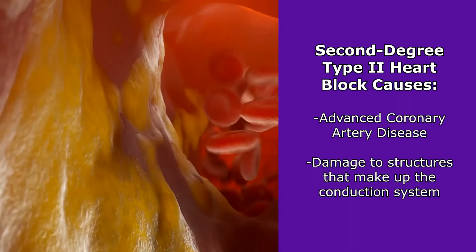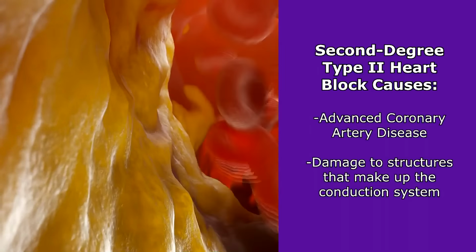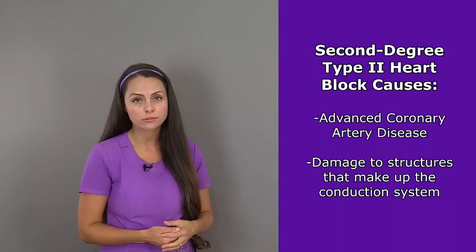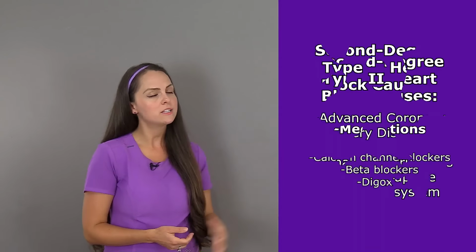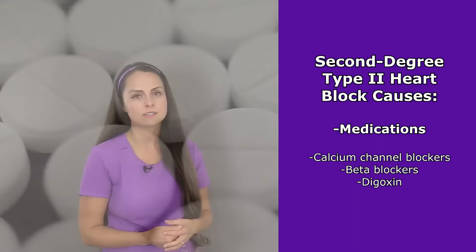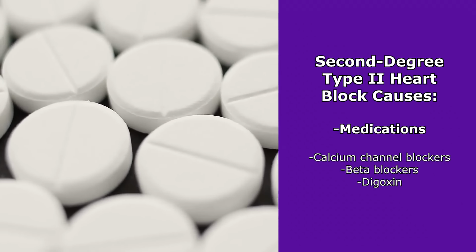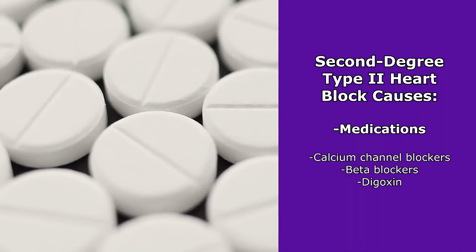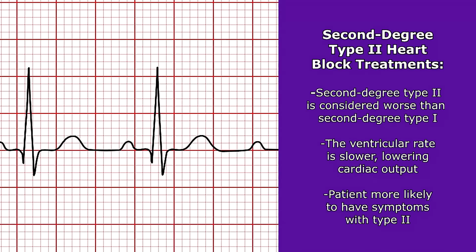Advanced coronary artery disease, followed by any type of structural damage to the electrical conduction system, and then medications that slow the AV conduction system, such as calcium channel blockers, beta blockers, digoxin, and so forth. Now, what is the treatment for this type of heart block?